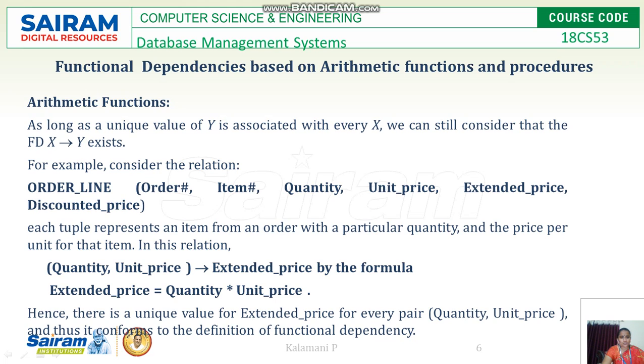Here each tuple represents an item from an order with a particular quantity and the price per unit for that item. So if we know the quantity and unit price, we can find out the extended price. How can we find out the extended price? With the formula quantity times unit price. So there is a unique value for extended price for every pair, thus it conforms to the definition of functional dependency. That function we have viewed, we can also use it here.